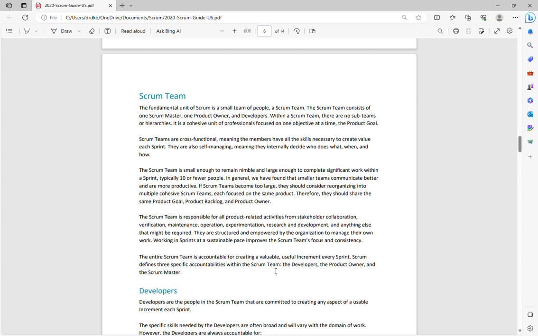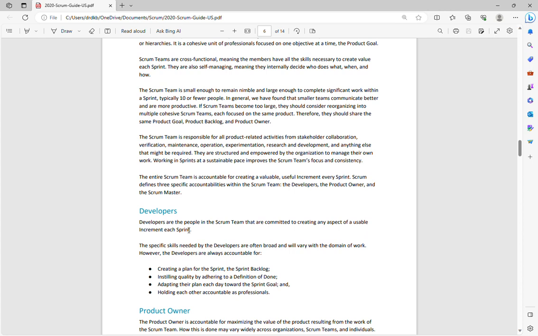So every sprint they must create a useful increment or a useful milestone for accomplishing the product goal, and it is not the responsibility of only the developers but the entire Scrum team, including the Scrum master and the product owner. Now, each and every role defined in the Scrum team has specific responsibilities which are discussed here.